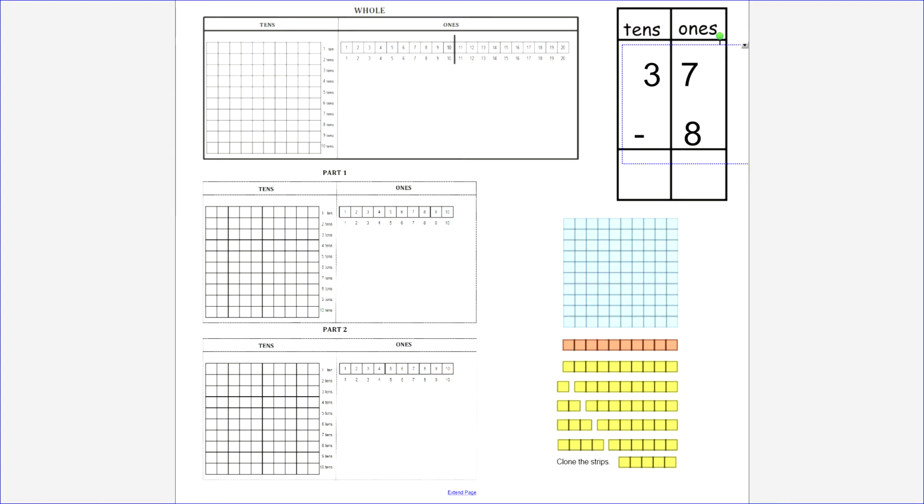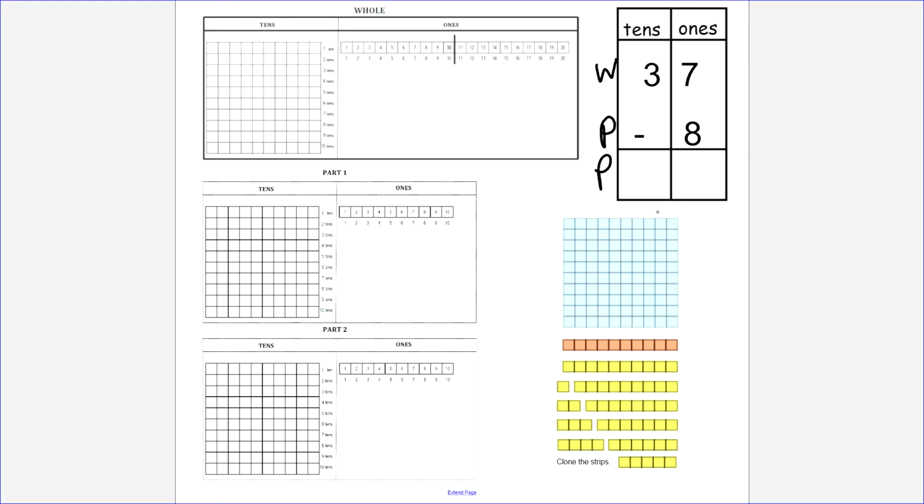Let's look at this problem, 37 minus 8. We're going to solve the problem 37 minus 8 using our place value blocks as well as our algorithm here in our place value chart. Our whole in this problem is 37. The part that we know is 8, and the other part is the answer. We don't know it yet.